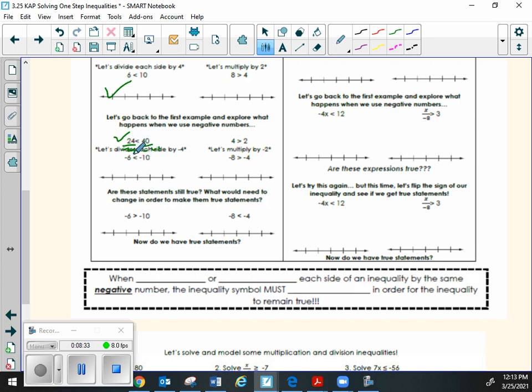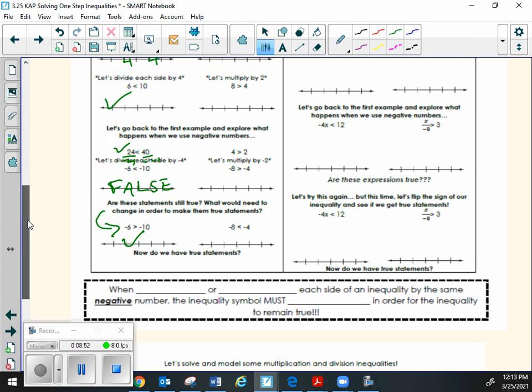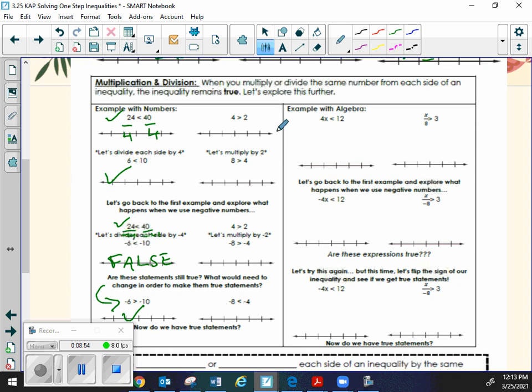Is -6 less than -10? No, this is false. You are incorrect. So to fix that, I would flip the sign, which they did down here to make it true. Okay, so that's just redoing that. That was when I divided by a negative. So let's see what happens if I multiply by a negative.